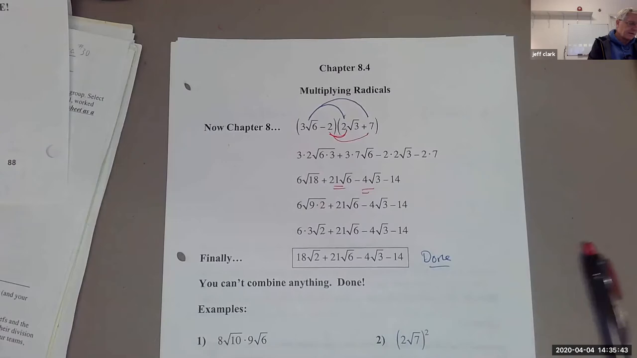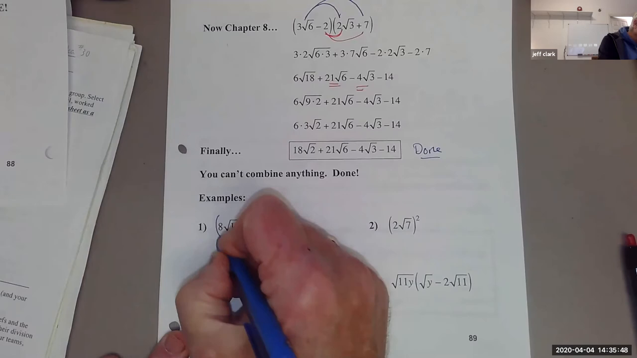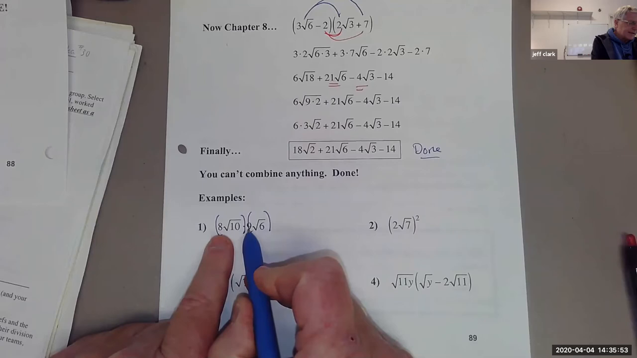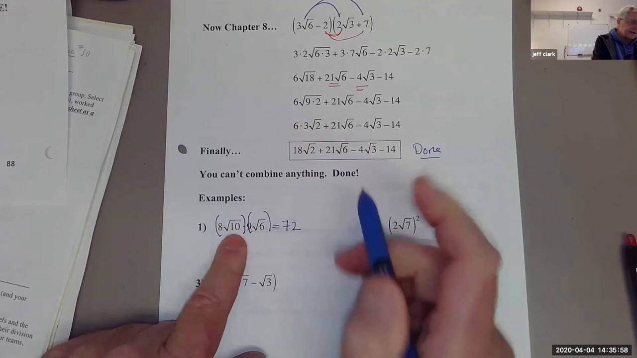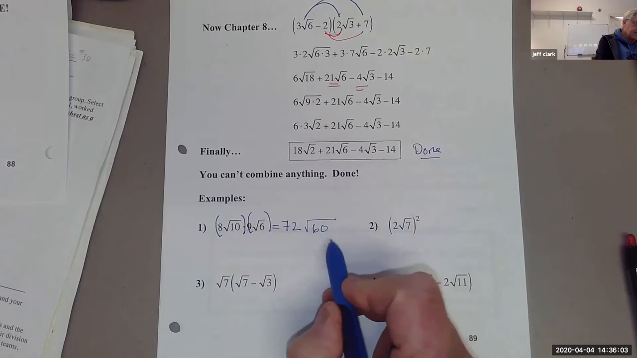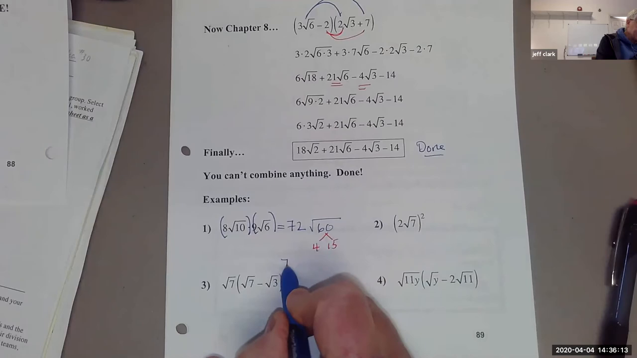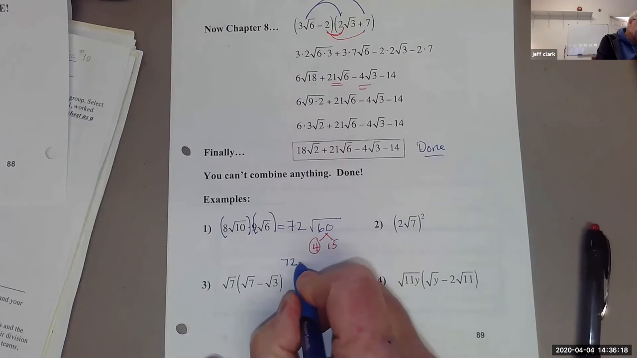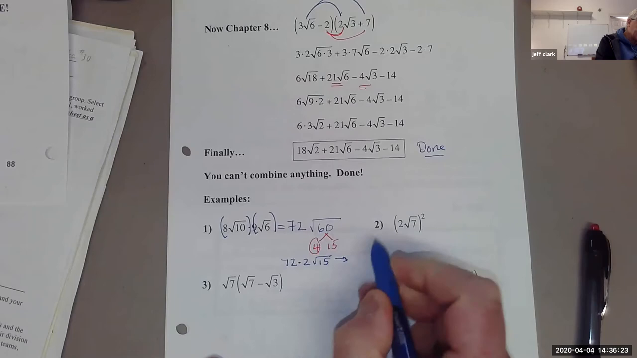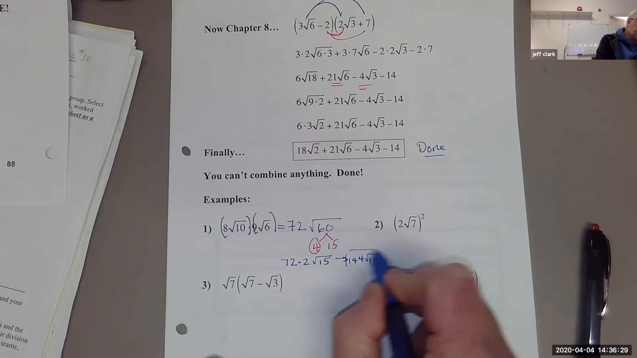Okay, let's try some other examples. You could go like this if you didn't like the dot. What you do is everything on the outside gets multiplied, so that's 72. Everything on the inside also gets multiplied, that's 60. And don't think that's your answer until you've tried breaking 60 apart. In this case, it's 4 times 15. So now I've got 72. That comes out as a 2. And you're still left with 15. So what is that, 144 root 15, if I haven't made a careless mistake.